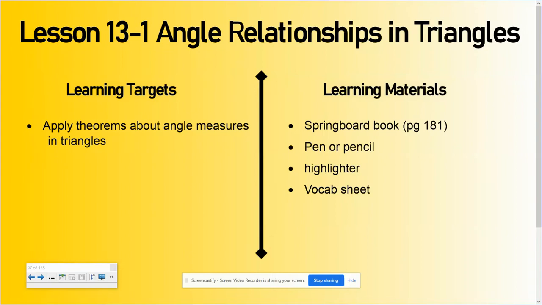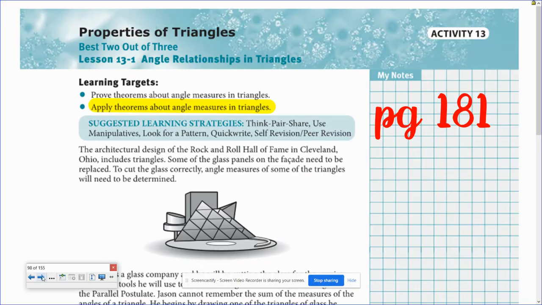Today we're going to be starting activity 13. So we're starting with lesson 13-1, which is going to talk about angle relationships in triangles. We're going to learn some theorems today about the angle measures in a triangle. So open up to page 181 in your Springboard book, and let's get going with some theorems here.